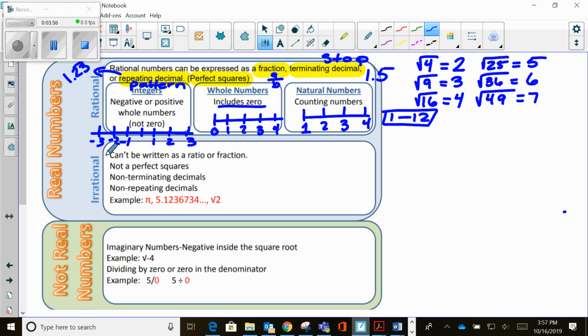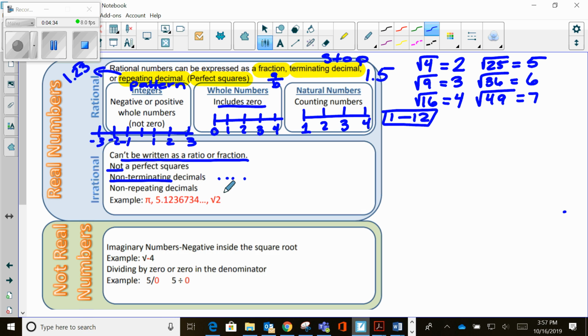Now we move down to talking about our irrational numbers. These are numbers that cannot be written as a ratio or a fraction. They are not perfect squares. They are non-terminating, which means that they go on and on forever, so they have the dots after it. And they are not repeating, so there is no pattern to it. Some examples of irrational numbers would be pi, 5.1236734 and so on. This is not repeating, and it has the dots, which tells you it goes on forever.